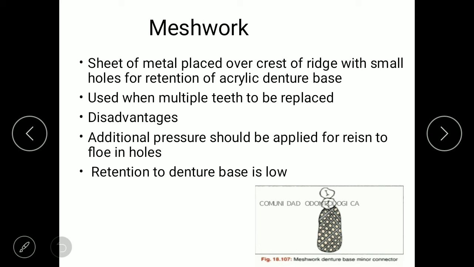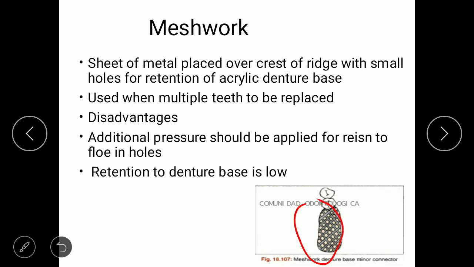Mesh is a sheet of metal placed over the crest of the ridge with small holes for retention of the acrylic denture base. It is mainly used when multiple teeth are to be replaced. Coming to the disadvantage, additional pressure should be given so that the resin flows into all the holes. Here retention is very low.